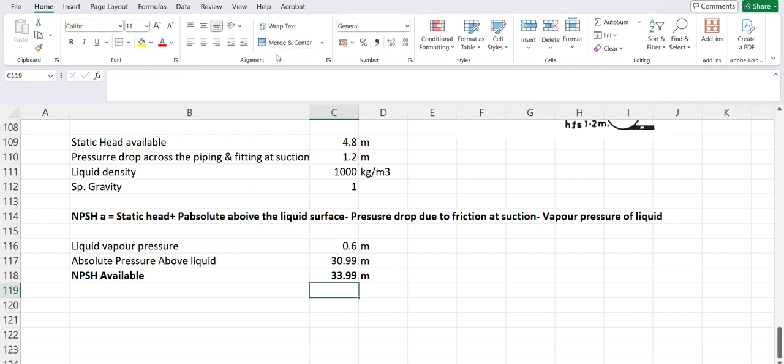So hope you got the clarity about how to calculate NPSH available for the different conditions. If you still have any doubt, you can drop me a message, or you can mail, or you can comment in the comment section so that I can get back to you.